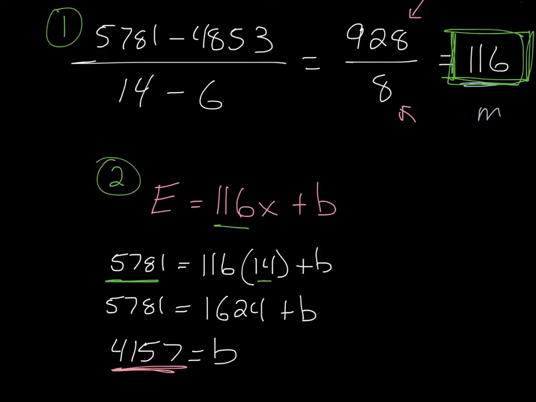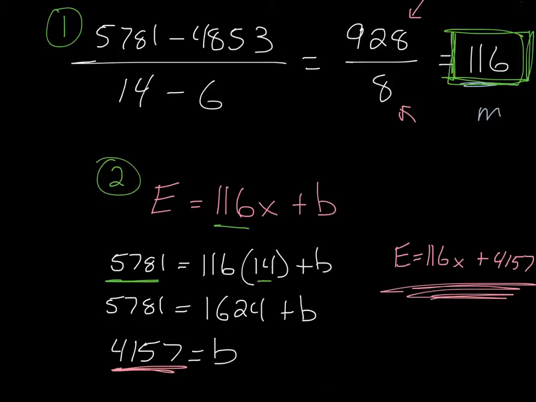Our final linear model is E equals 116x plus 4,157, so the students grow at 116 more students per year, plus our y-intercept value, which in this case is the enrollment or projected enrollment in year 2000, which is 4,157.